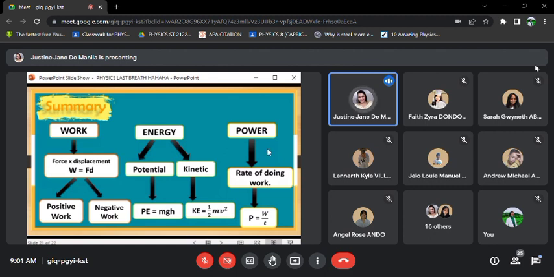And for the power, it is the rate of doing work or how fast the object moves. To solve for power, we have work over time. And then power is expressed in watt. So that's all for today.